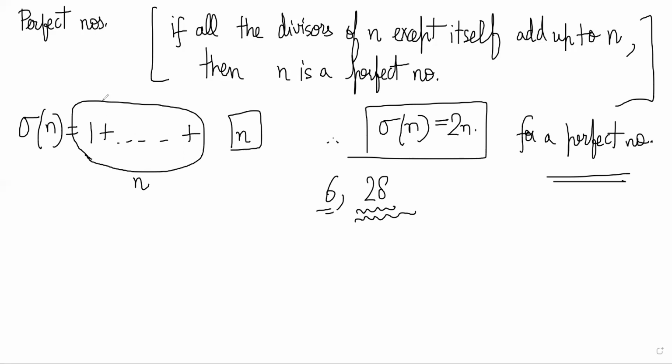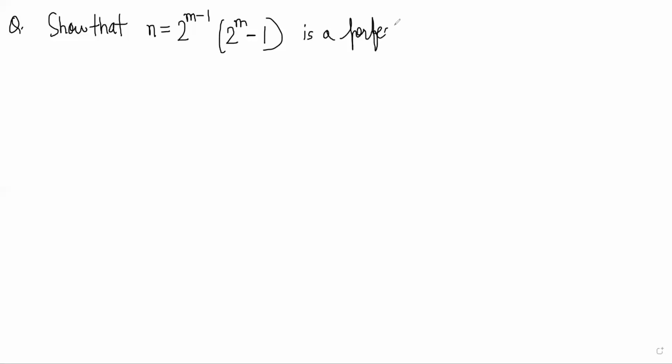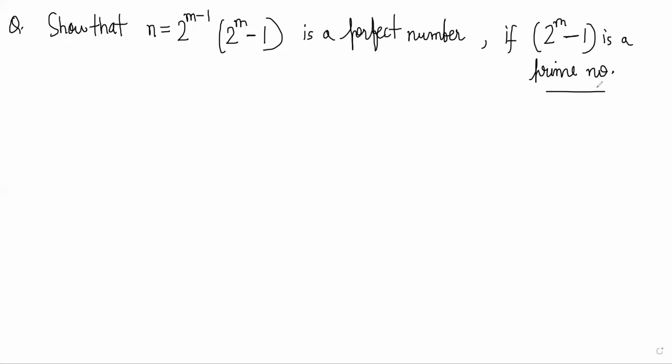Now we'll try to figure out some properties. So one question that you should work on is this one. Show that n is equal to 2 power m minus 1 multiplied by 2 power m minus 1 is a perfect number if 2 power m minus 1 is a prime number. Don't try this now, try this later after the class.